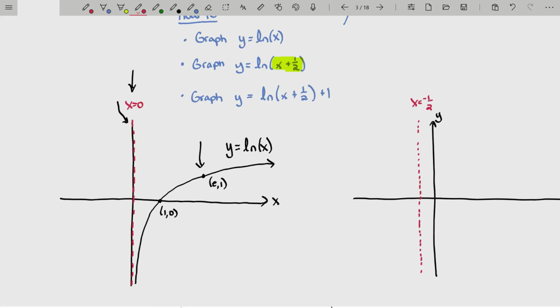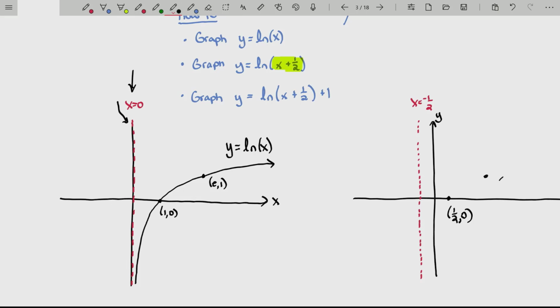And I try to be somewhat accurate here. And then I just draw my natural log, knowing that these points are also shifted left by 1/2 unit. So I'm going to subtract a 1/2 from 1, 0 as far as the x values go. So this will be 1/2, 0. And then as far as the x values go, the point e, 1 will be shifted to the left 1/2 unit. And that's a little bit tough.